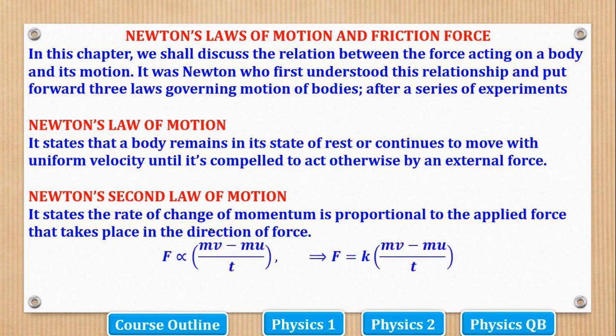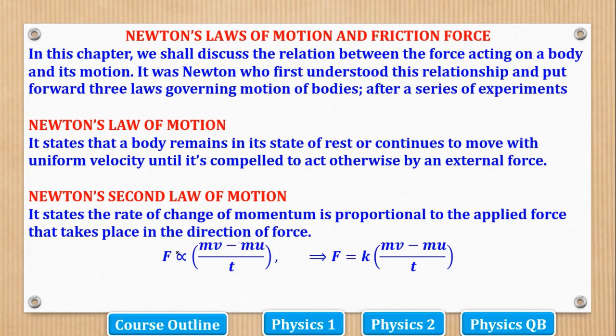This law can be expressed mathematically in this way: force is proportional to change in momentum. This is the final momentum. Mass times velocity is momentum. So final momentum is mass times final velocity, initial momentum is mass times initial velocity, and t is the time taken.